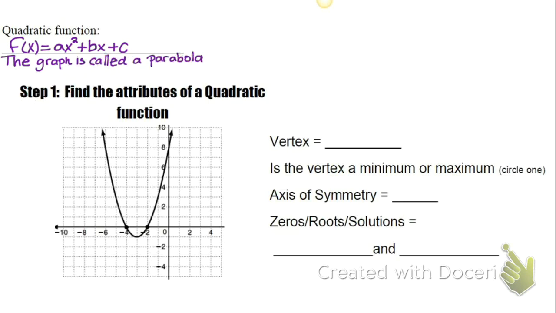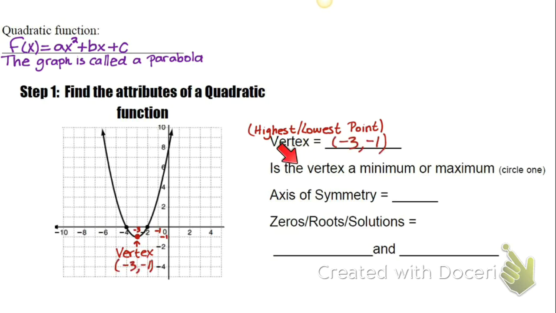Step 1, we're going to find the attributes of a quadratic function. In this example, we have a parabola that opens up. The arrows are pointing up. We need to find the vertex. Remember that the vertex is the highest or the lowest point of the parabola. Since my parabola opens up, we're going to have a lowest point. So this lowest point is going to be my vertex. Now we need to write the ordered pair of the lowest point. The x value is -3 and the y value is -1.